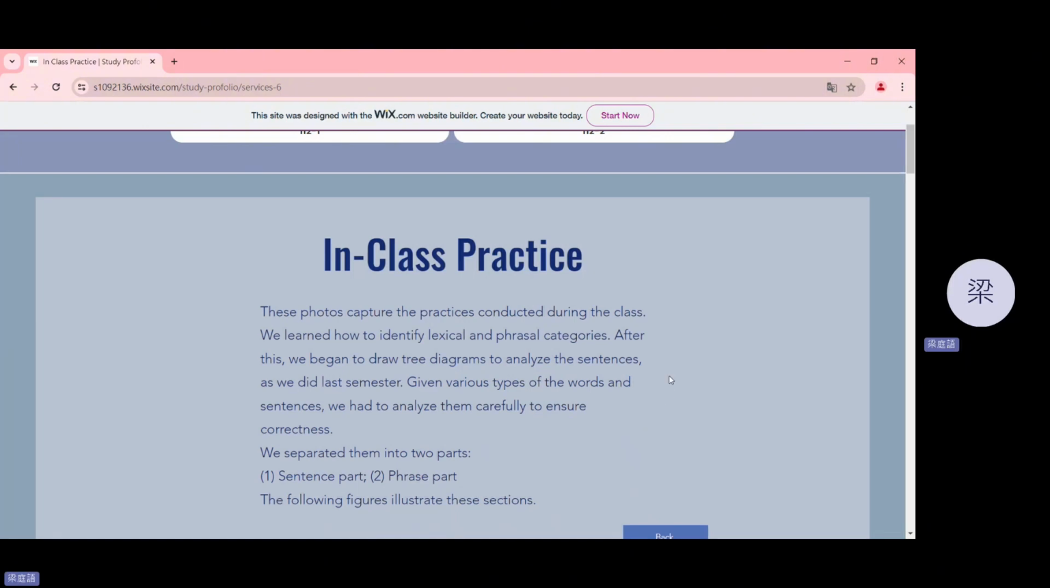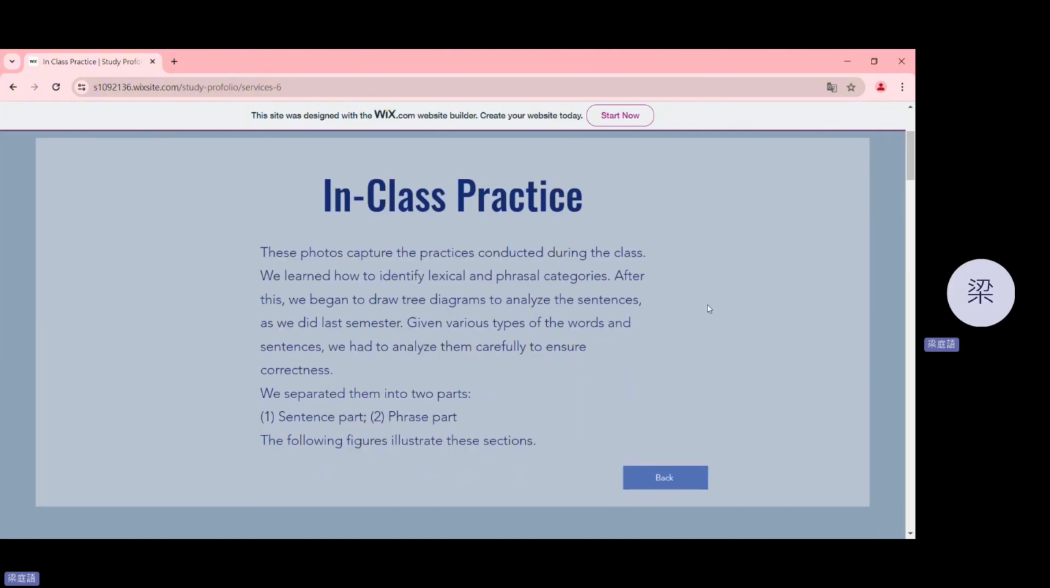Next part is our in-class practice. This photo captures the practices conducted during the class. We learned how to identify lexical and phrasal categories. Given various types of words and sentences, we had to analyze them carefully to ensure correctness. We separated them into two parts. First is the sentence part and then the phrase part. The following figures illustrate these sections.